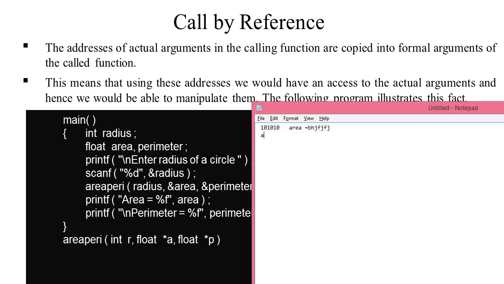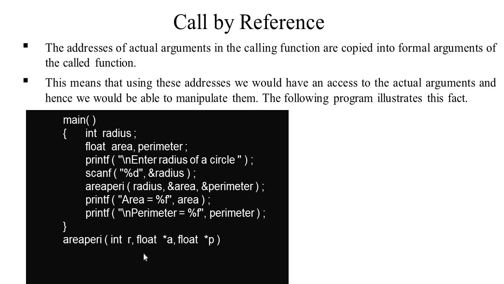This a works like a pointer, and it points to this memory location. And what is stored at this memory location? What is the value of this memory location? That is whatever. So this is how call by reference works.